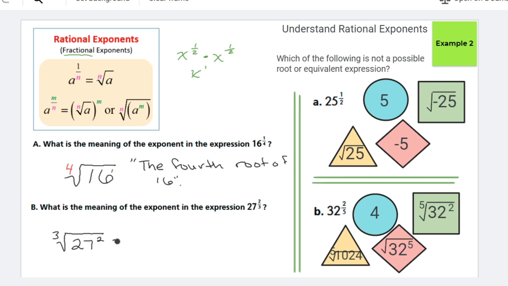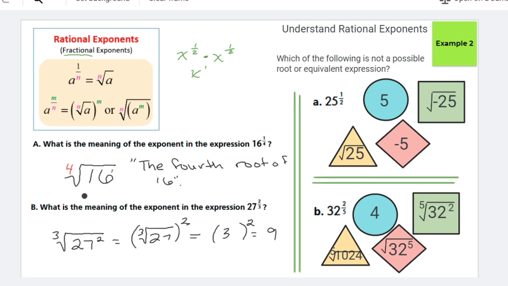So what I would do is I would actually end up writing this like this, where that 2 is on the outside. Because we can call that cube root of 27 3. Cube root of 27 is 3. And then we can square it. So 27 to the 2/3 is actually 9.